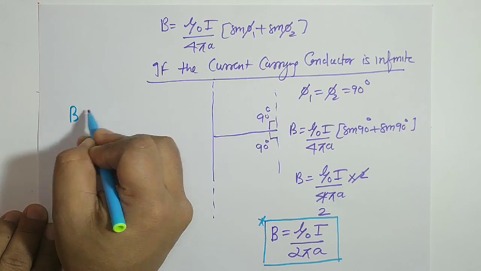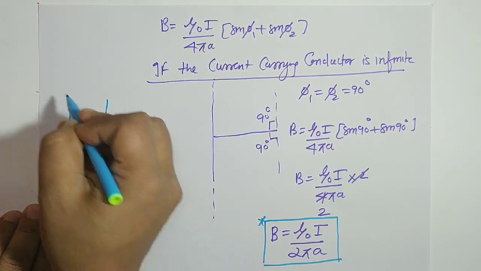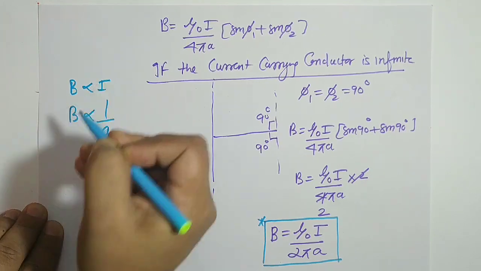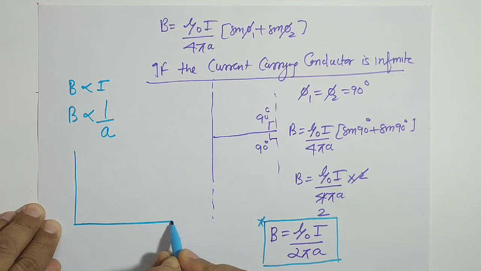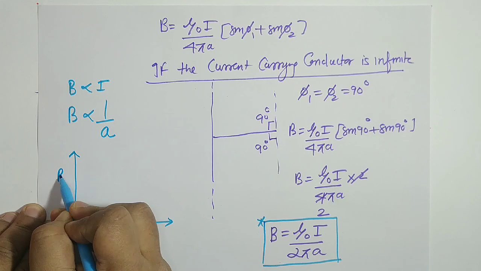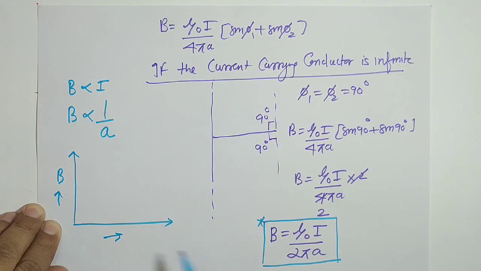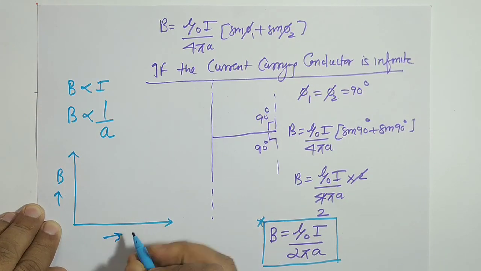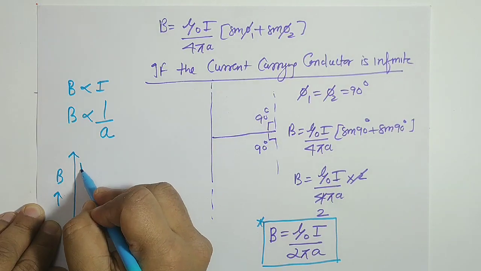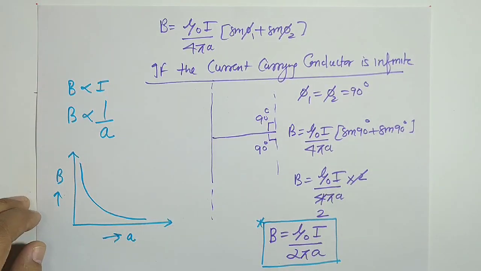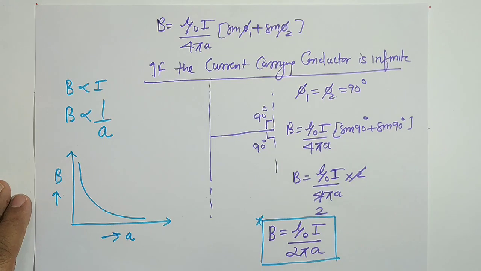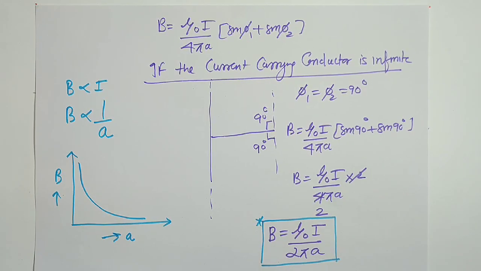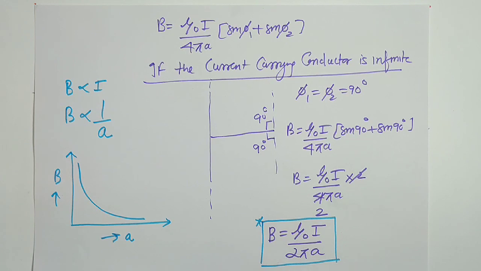And see here, B is inversely proportional to A, and B is directly proportional to I. Can we have a B-versus-A graph? Yes, for this it is a graph that will look like this. So this is how we can find the magnetic field due to a current carrying straight conductor. If it is infinite, it will be mu naught I by 2 pi A. If it is finite, it will be mu naught I by 4 pi A, sine phi 1 plus sine phi 2.